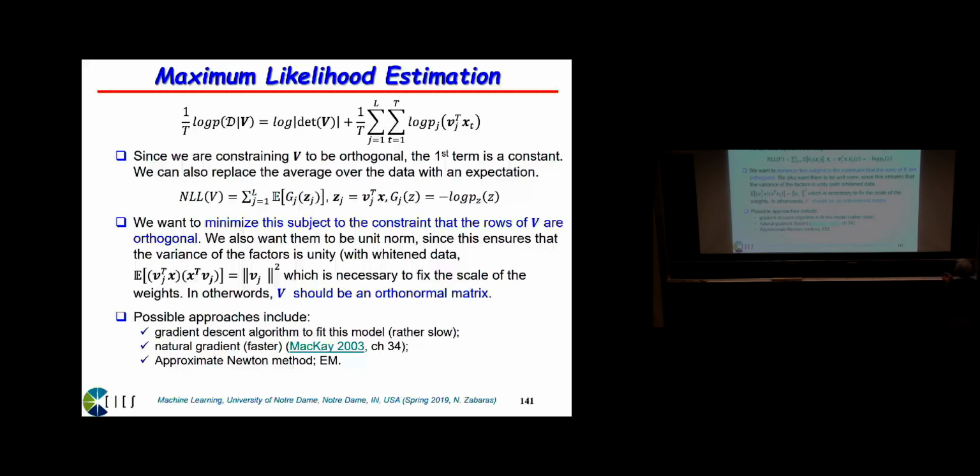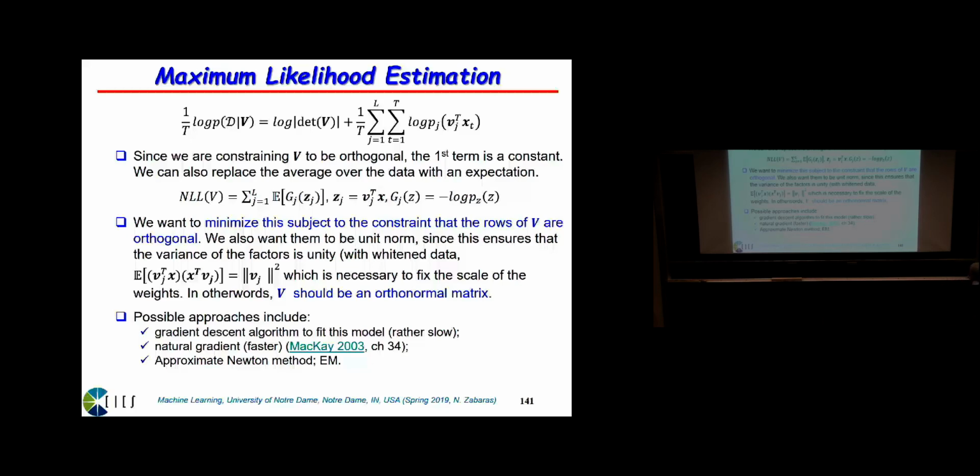And I'm going to set this as the log of Pj evaluated at Vj transpose xt. I'm going to introduce the minus log of the source probability, and I call this Gj. So effectively, I need to minimize the negative log likelihood, that is the summation over all the components of the expectation of this minus log of the source terms. Okay? I know there is a lot there.